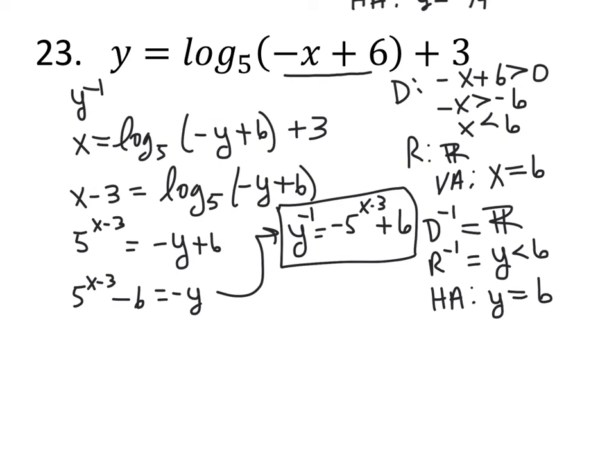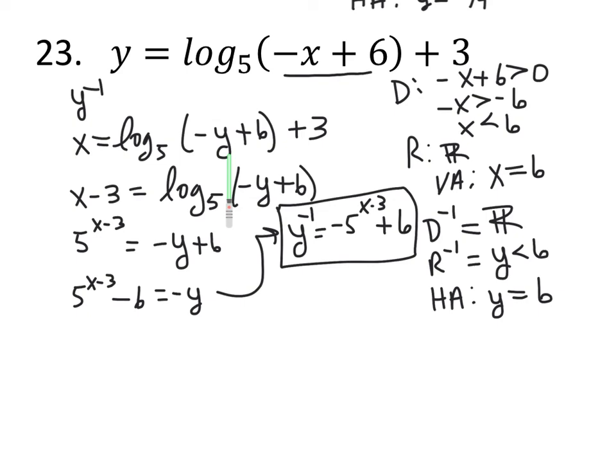So here we have x equals log base 5 of negative y plus 6, plus 3. I switched my x and y. Now I'm solving for y. So I subtract 3. I raise everything to a base of 5, so 5 to the x minus 3 equals negative y plus 6. Then I solve for y, so subtract 6, and then divide by negative 1. So my inverse ends up being negative 5 to the x minus 3, plus 6.